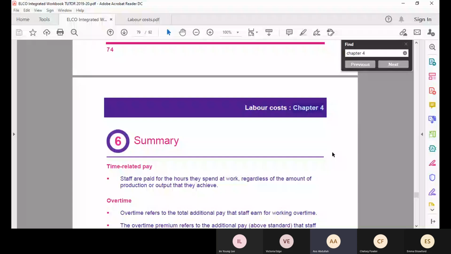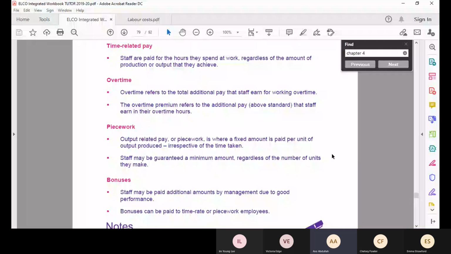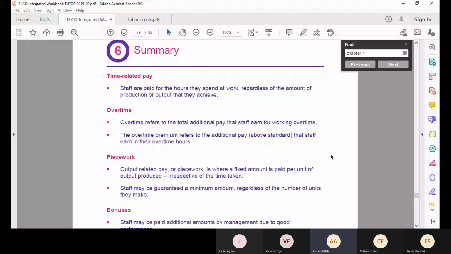Any more questions relating to labor cost? It is not that difficult, but it is not that easy either, because in the exam the question will be a little bit complicated. So tonight we will do some basic questions, and for Thursday we will do some more advanced questions relating to labor cost.